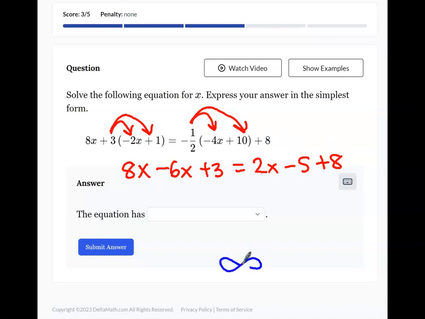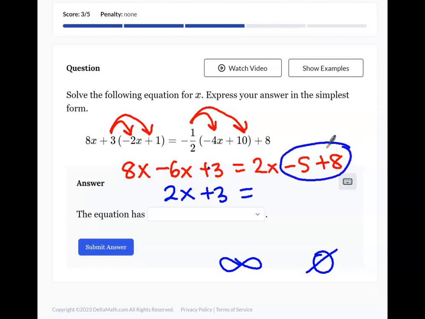Now, before we can decide if we have one of these special solutions, we have to combine all the terms that we can on the left and right sides. Because right now, we don't have matching variable terms. But if I were to combine these two terms, I would get 2x, and I would rewrite the plus 3. On this side, I would combine these two terms, and I would get 2x plus 3.